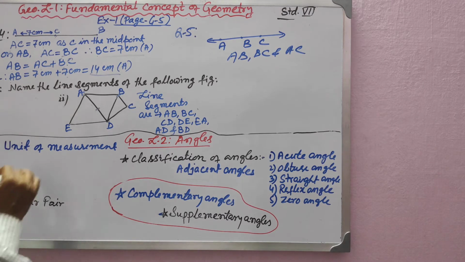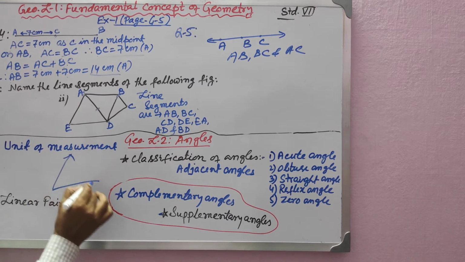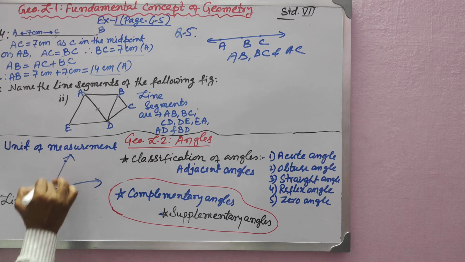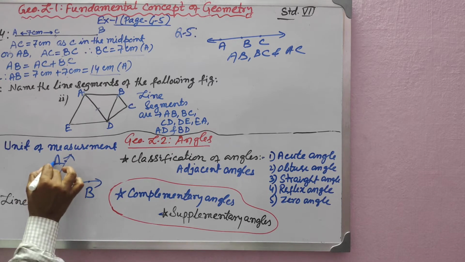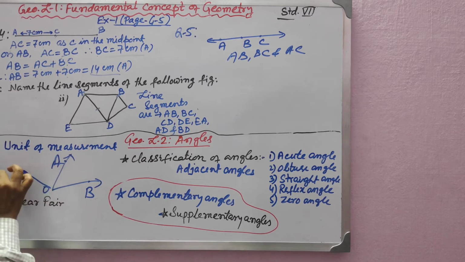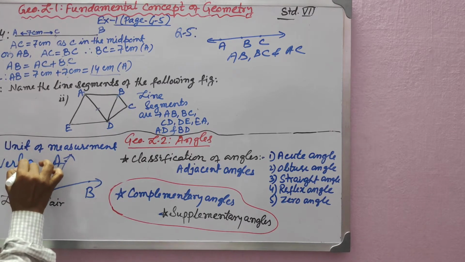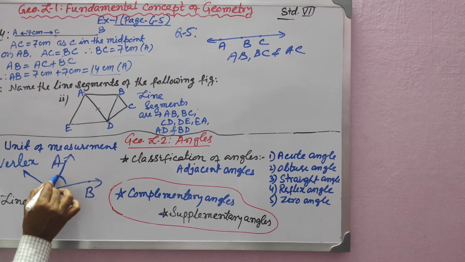What is what? Unit of measurement of angle. First of all, what is an angle? Angle means when two rays are meeting. Suppose here is a ray OA and here is a ray OB. So they are meeting in a common point. This common point is called the vertex. This O is called the vertex. And this opening is called the angle.